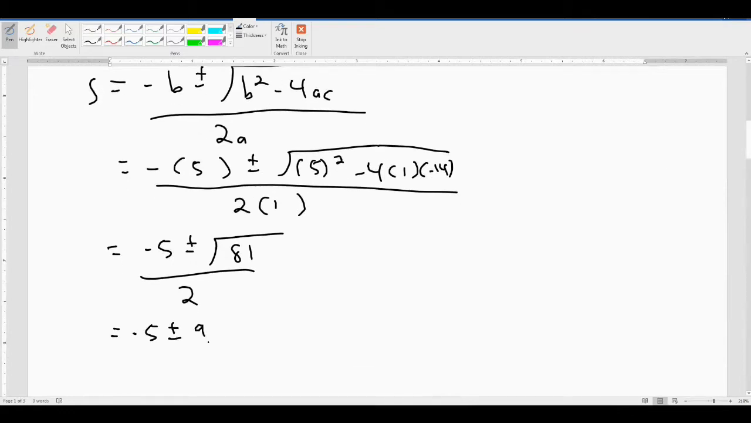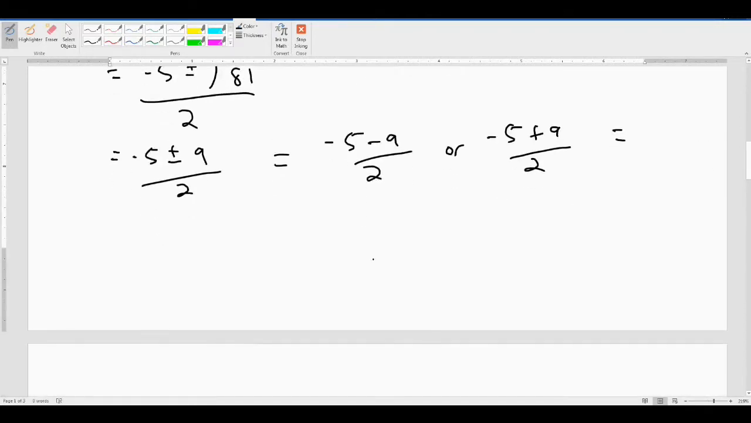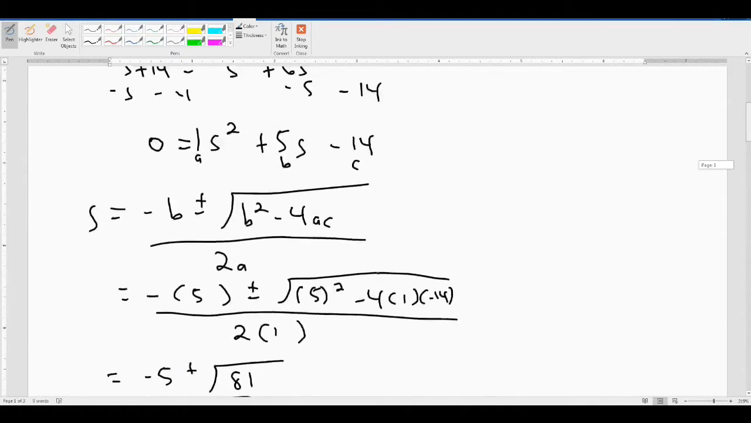The square root of 81 is a nice number. It's 9. So we have negative 5 minus 9 over 2, or negative 5 plus 9 over 2. Negative 5 minus 9 is negative 14. Negative 14 over 2, or 4 over 2, which is negative 7 or 2. So I have negative 7 or 2 as my possible solutions.